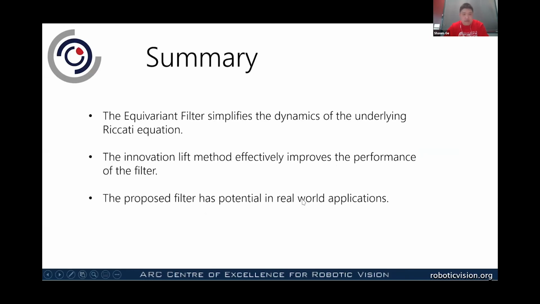So in summary, we show that in this stereo camera SLAM problem, with the way we formulate the system and design the filter, the dynamics of the underlying Riccati equation is simplified. And the innovation lift method that we proposed effectively improves the performance of the filter. And the potential of our filter is demonstrated through simulation experiments.